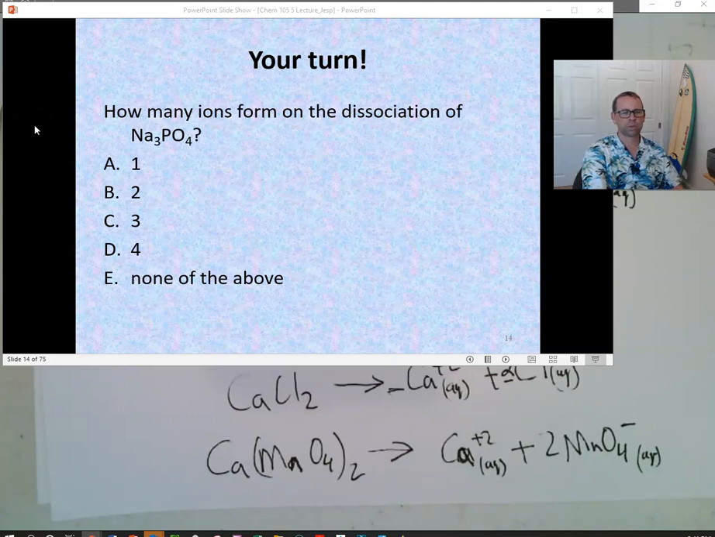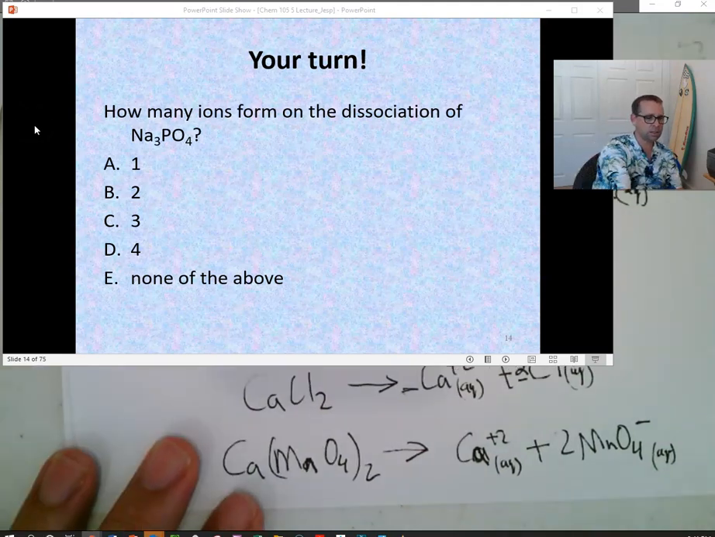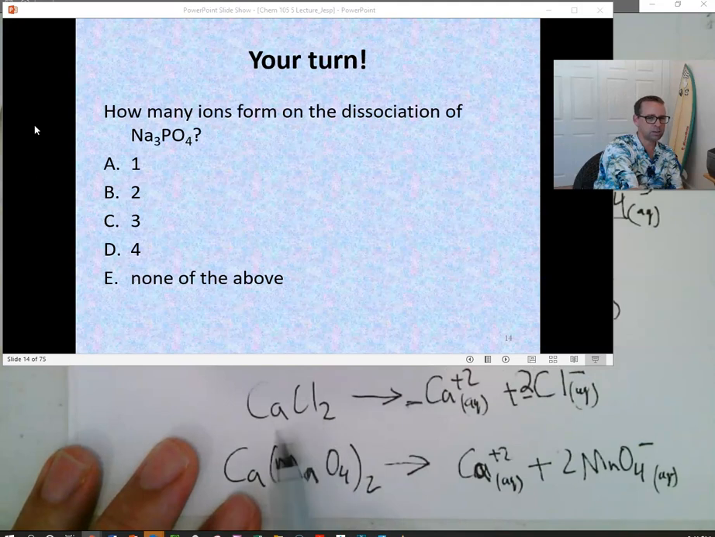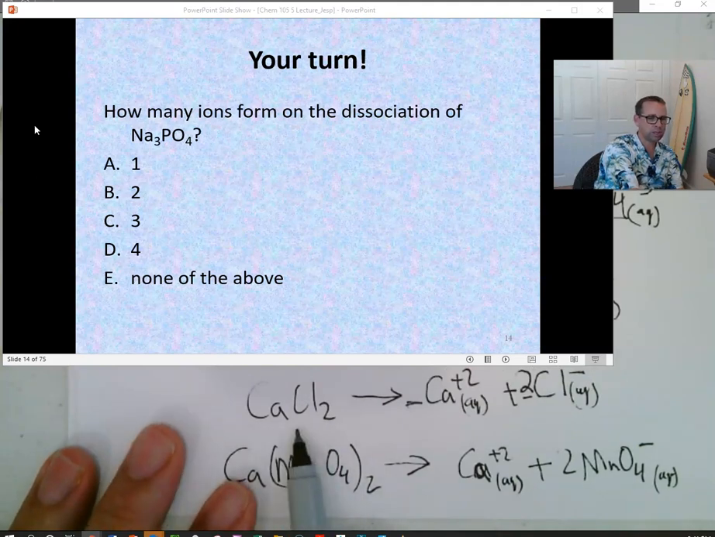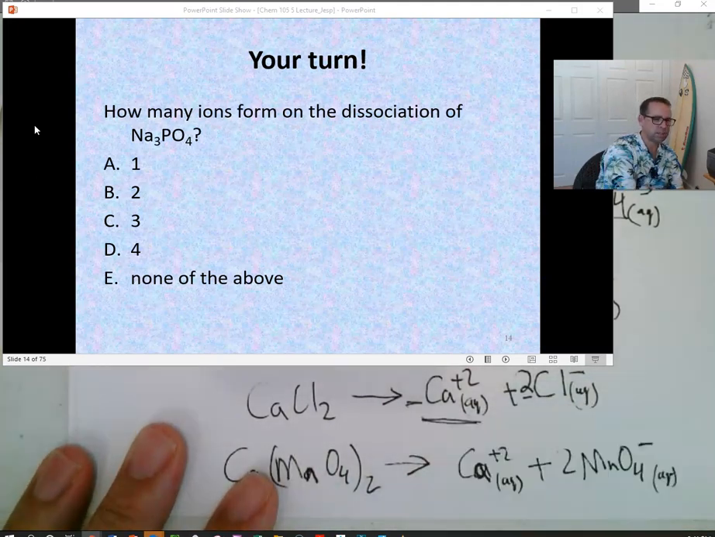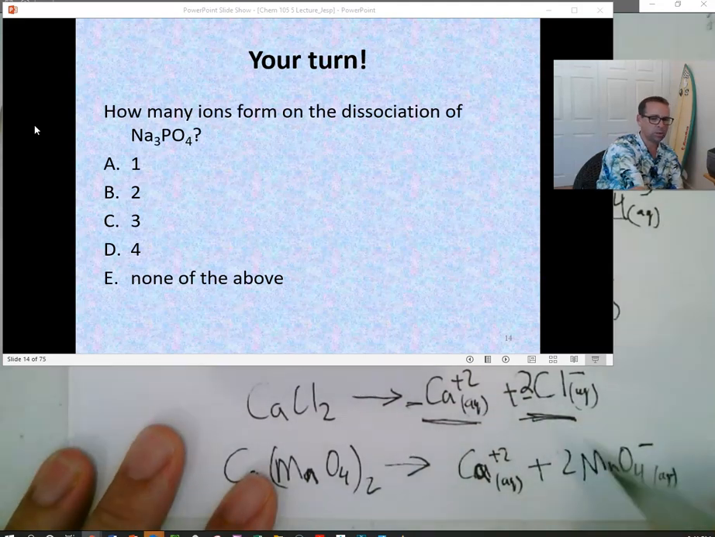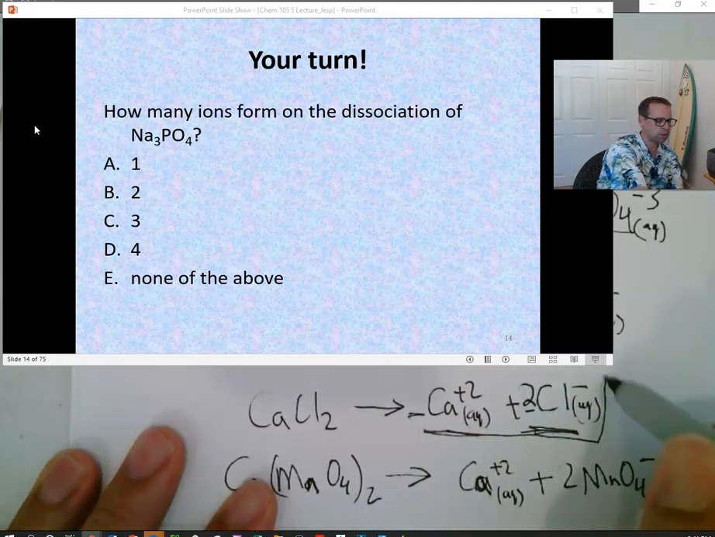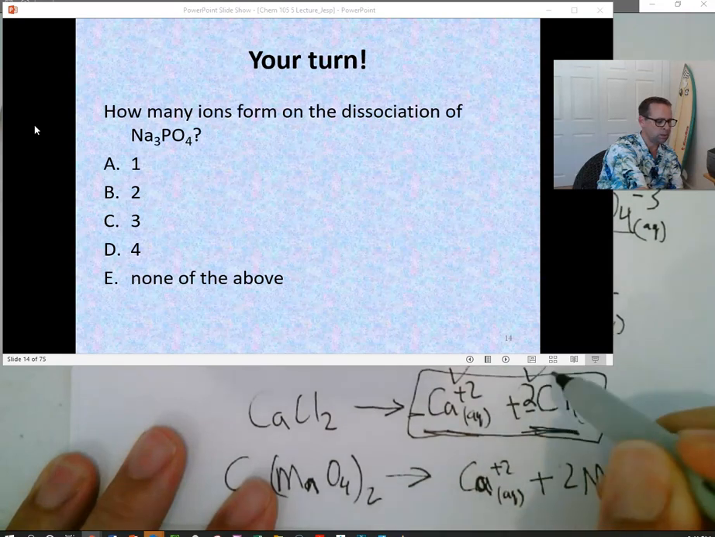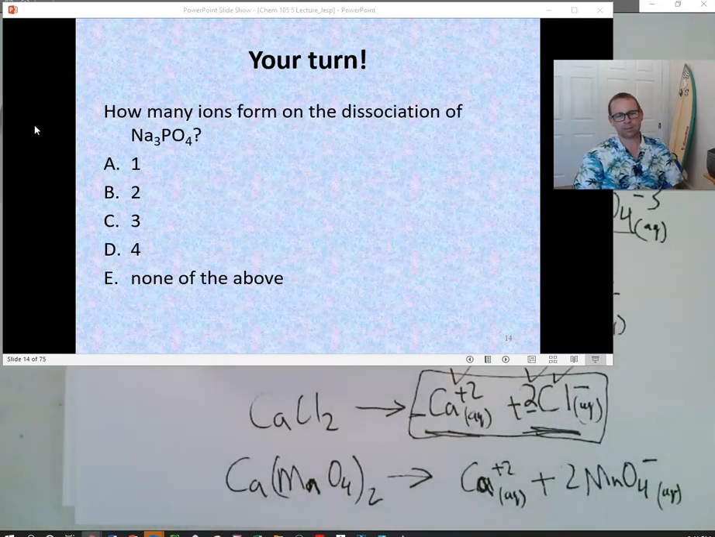Let's use calcium chloride as an example. You put calcium chloride in, and I get the calcium ion and 2 chloride ions. So that's a total of 1, 2, 3 ions. 3. Got it.